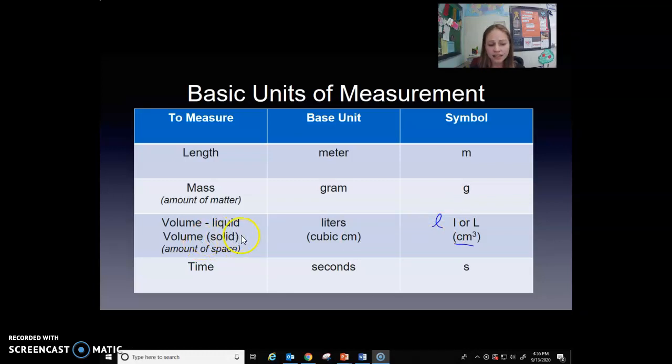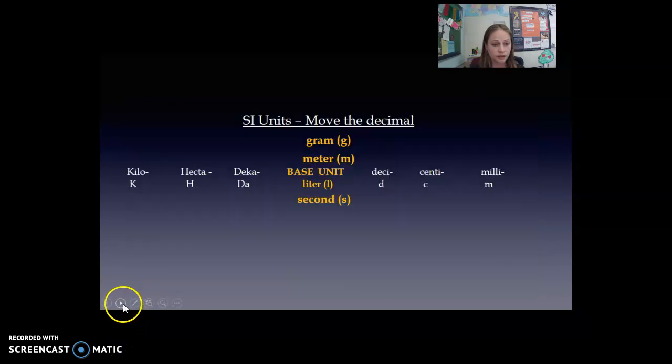The volume of a solid, so the unit we use is cubic centimeters to measure volume. I think you've probably seen this before. You could also do cubic meters or cubic kilometers, actually. And now this is the amount of space an object takes up. And lastly, time, seconds. The symbol is s. We most often are splitting seconds into much smaller units. So I'm sure you've heard of a microsecond or a millisecond. And so we're going to learn how to note those here today.